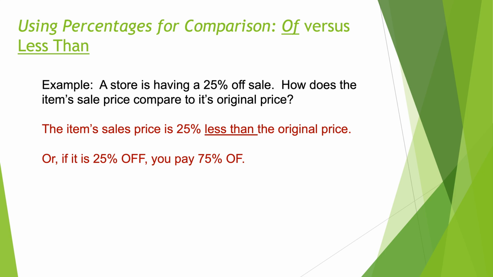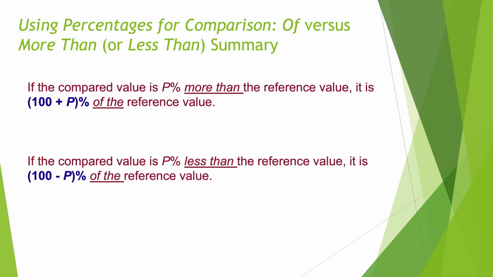So it's how things work with of. 75% of that cost because 25% is taken away. Remember, 75 and 25 always add up to 100. Okay? All right. Let's try one more of these slides.